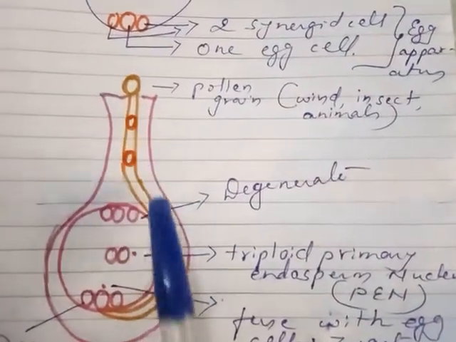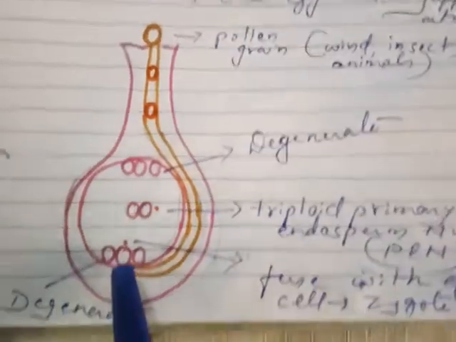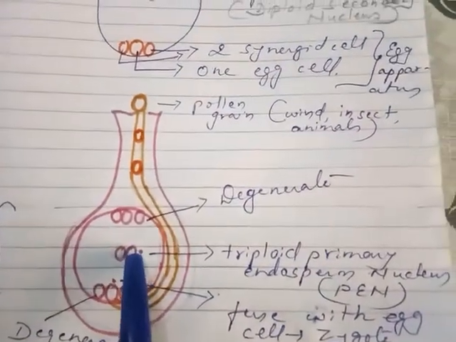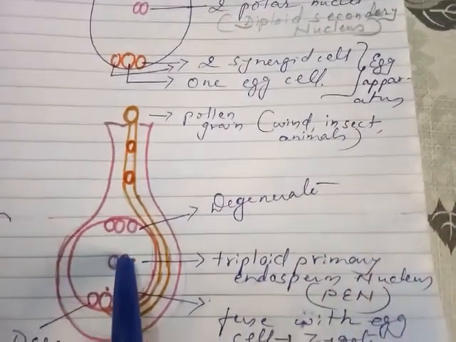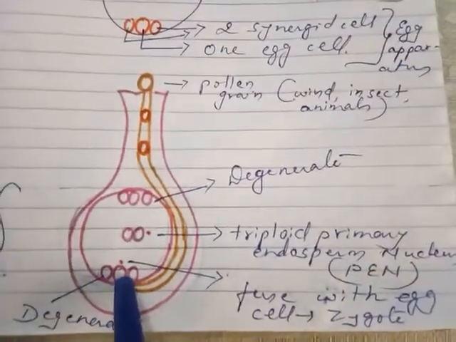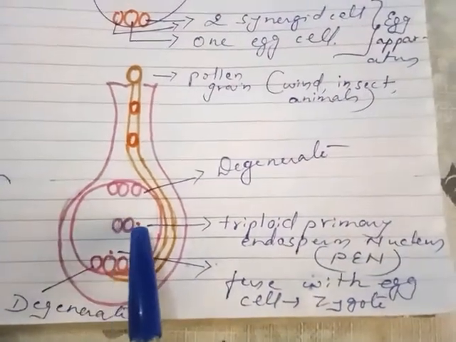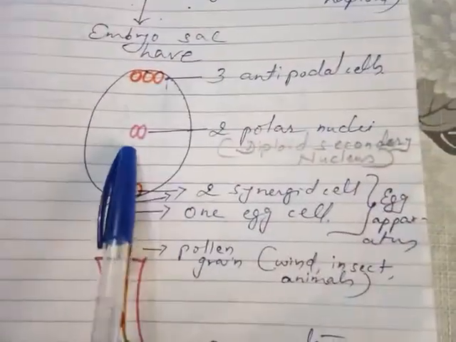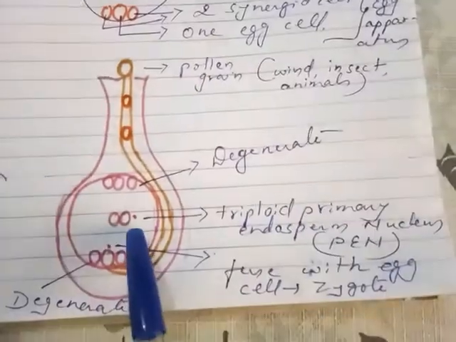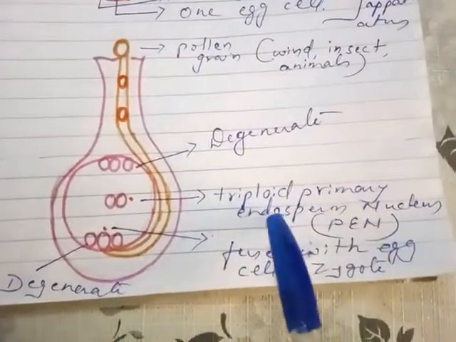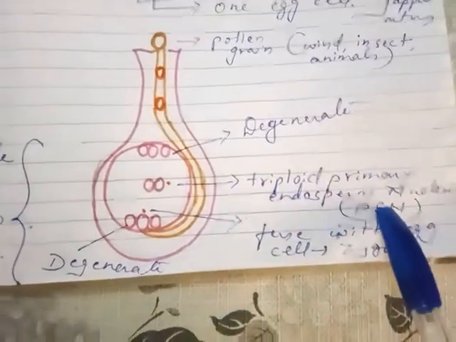One of these two male gametes will fuse with the egg cell and the other will fuse with the polar nuclei. The first gives rise to a zygote, while the second becomes 3N. As it is already 2N, and 1 is added, it becomes 3N. So it is called the triploid primary endosperm nucleus.